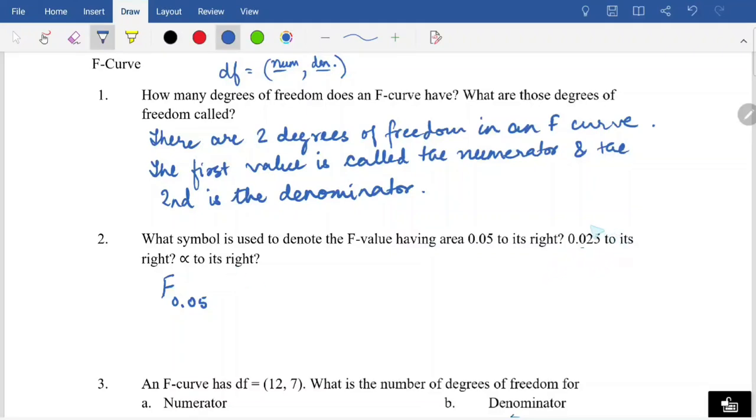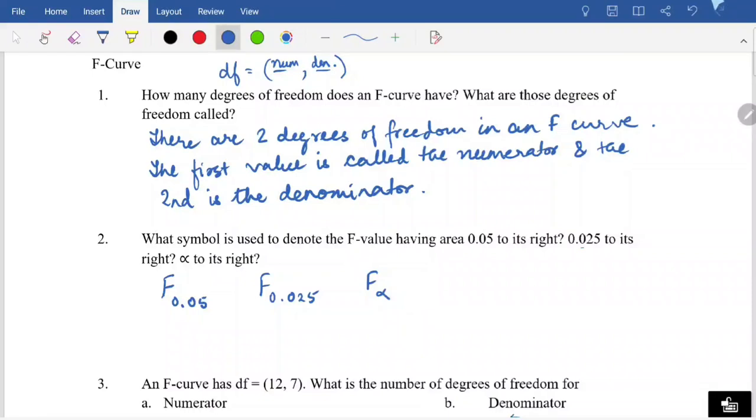Okay, the next one says 0.025 to its right, so you're going to again say F of 0.025, and then alpha to its right, so alpha represents any value of the area, so we'll just write it as F of alpha. All right, it's as simple as that.